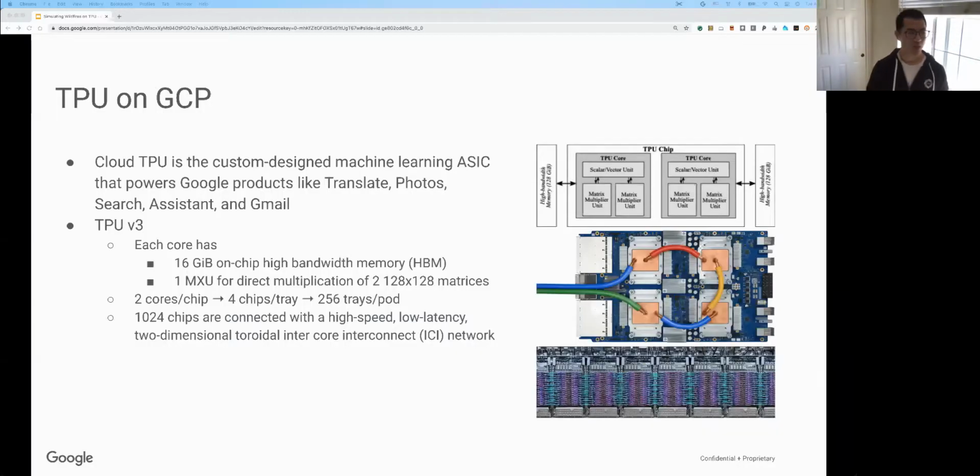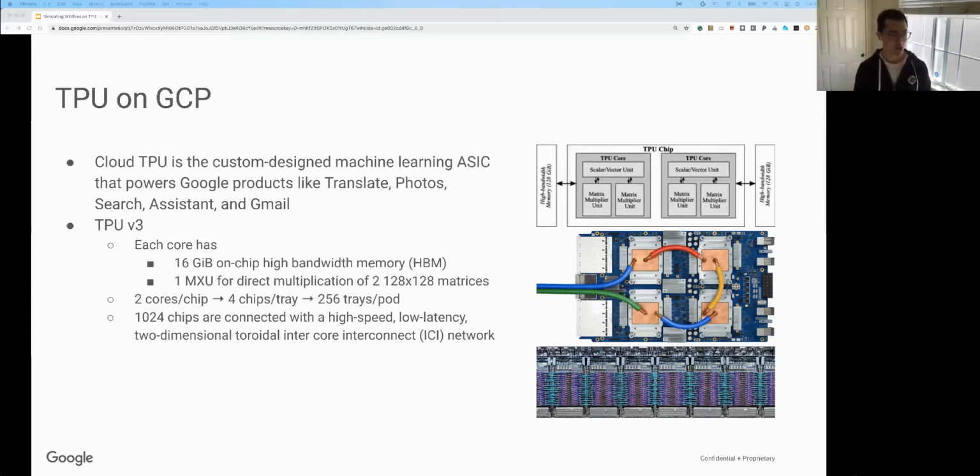To get started, TPU is one of the unique features on Google Cloud Platform, which is a custom-designed machine learning ASIC that already empowers many Google products, like Translate, Photos, Search, Assistant, and Gmail. What I'm showing here is the version 3 TPU architecture. From the top, you can see on top is a TPU chip. It has 2 cores, and on each core there's 16 gigabytes of on-chip high bandwidth memory. Within each core, there's also what we call a matrix multiplication unit, MXU, that performs a direct matrix multiplication of 128 by 128 matrices. This is a very special feature for this TPU, because we can do this matrix multiplication in one single instruction. This makes it very appealing in both machine learning and scientific computing.